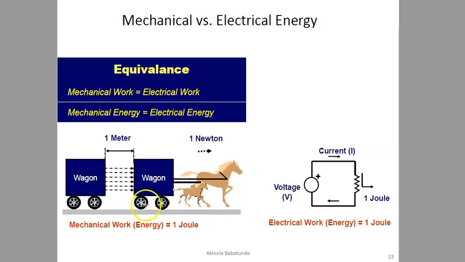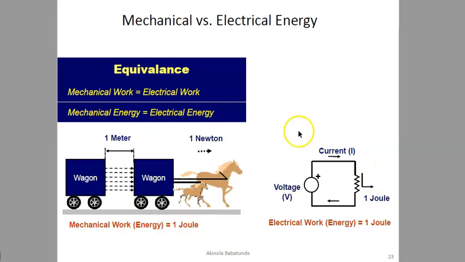What you would find out here is that we have a wagon initially at this position, and then a force was applied to the wagon. A force of 1 Newton was applied to move the wagon from this position to this position through a distance of 1 meter. In this particular case, the mechanical work done will be equal to this force multiplied by the distance, and that will give us 1 joule, as you can see here.